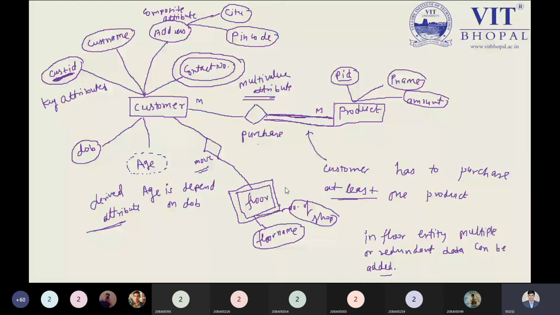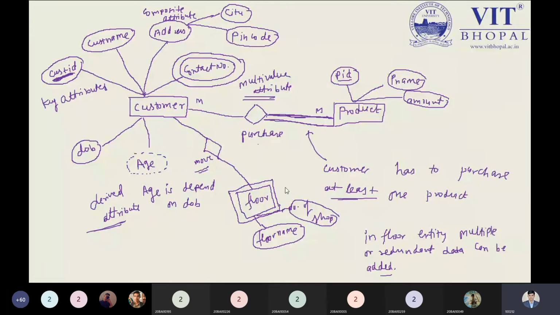Address is expanded into city and pin code, so that becomes a composite attribute. Contact number becomes a multi-valued attribute, because a customer can have many contact numbers, so I put it over here. So all the attributes, customer number, address, customer name, and city, and customer ID, become attributes of the customer. And what are the other two components?